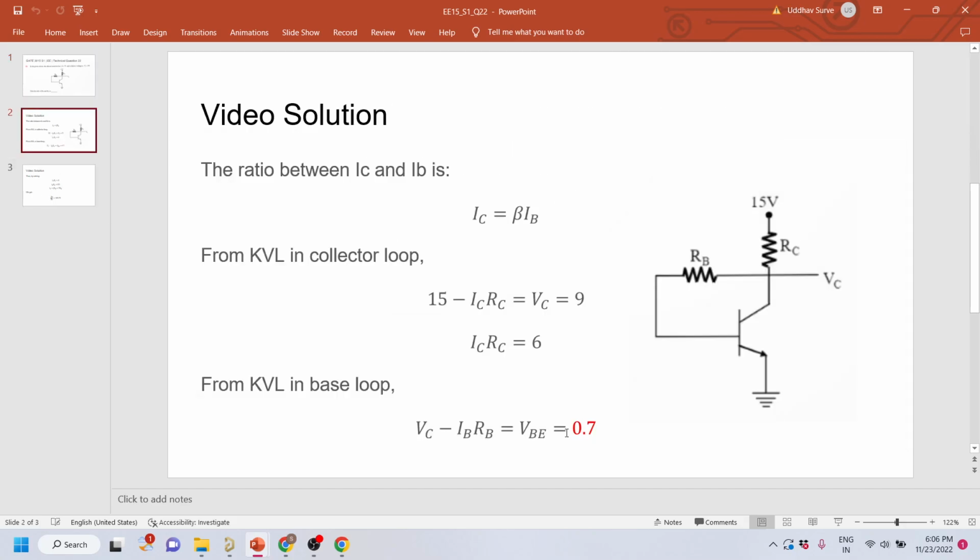It was a fairly simple question from the mathematics point of view. Only the assumptions that were needed were VBE equal to 0.7 and the formula IC equal to beta IB. If someone doesn't know the basics of the BJT, he would have lost on this kind of bonus question.